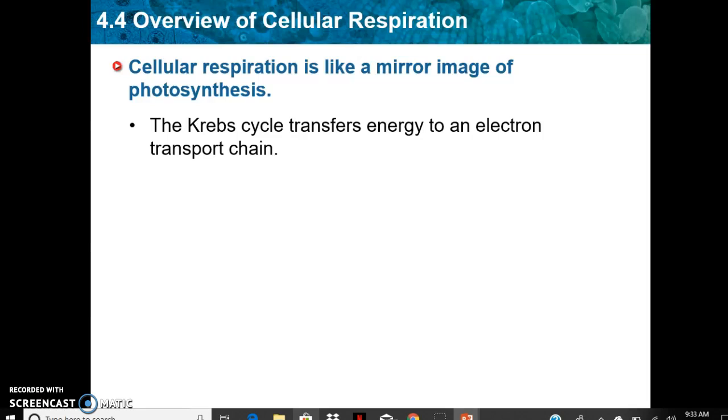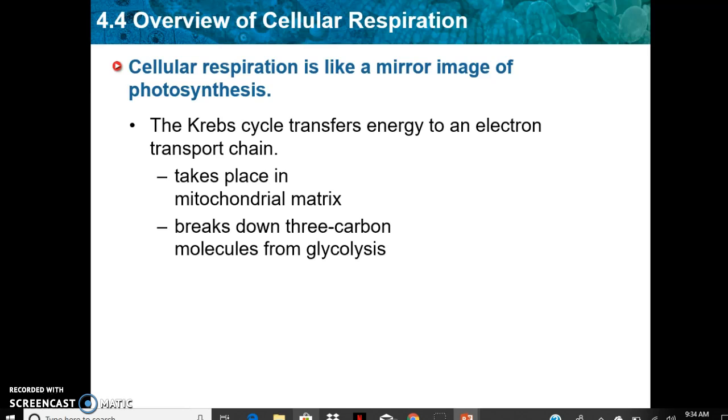So cellular respiration is like the mirror image of photosynthesis. So everything that happened in photosynthesis is going to happen backwards in cellular respiration. The Krebs cycle is going to transfer energy to an electron transport chain. If you remember, in the last section, we talked about an electron transport chain there as well. So the Krebs cycle portion of cellular respiration is going to transfer energy to an electron transport chain. This part is going to take place inside of the mitochondria, in the mitochondrial matrix, which is all of that area on the inside of a mitochondria that kind of looks like a maze.